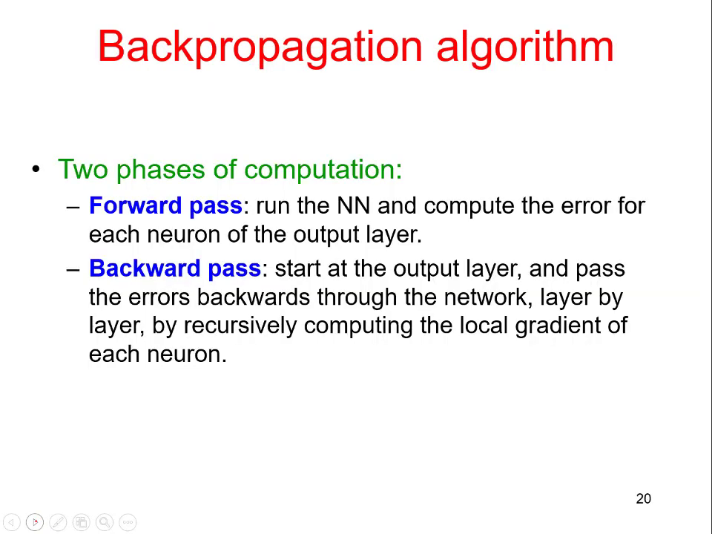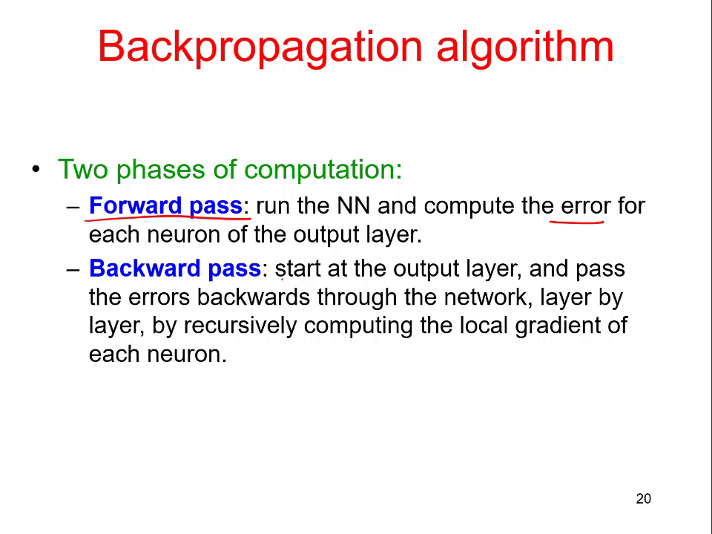So in the backpropagation, we have two different phases. What phases will the computation run? They run the neural network and compute the error. The phase where we compute the error and forward the signals from the input layer to the output layer is considered the forward pass. Each neuron of the output layer where the error is computed is called the forward pass.